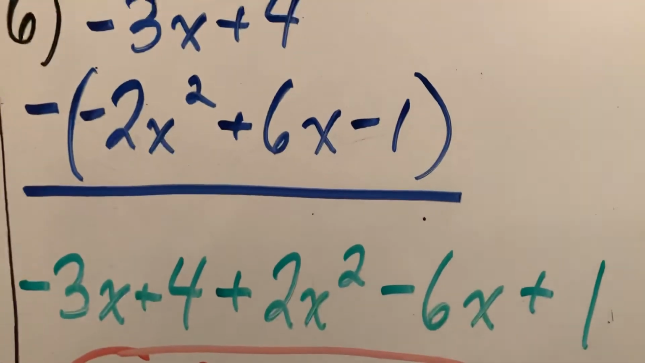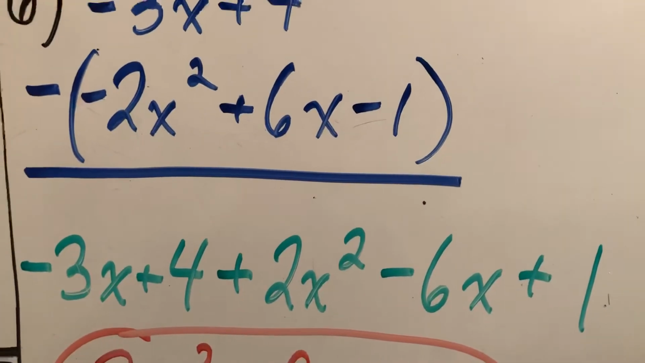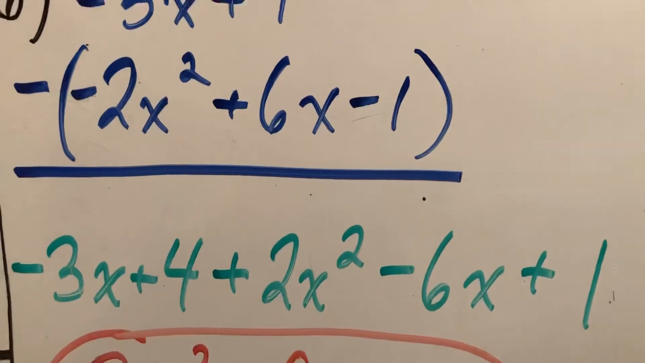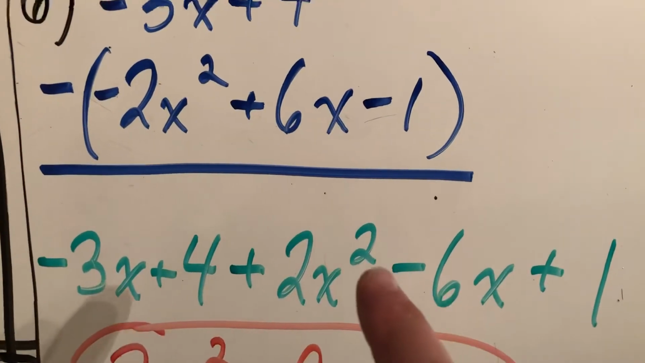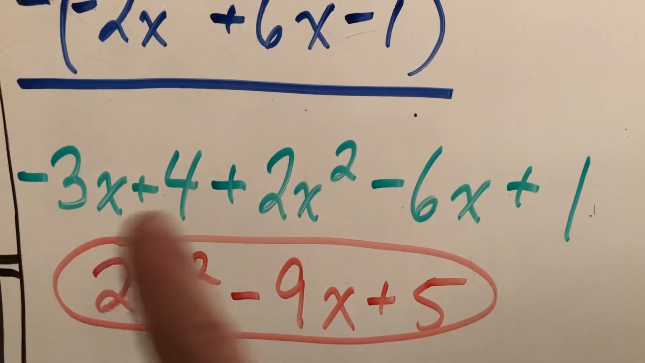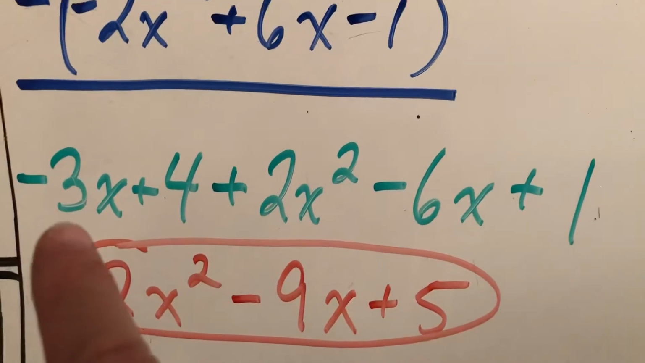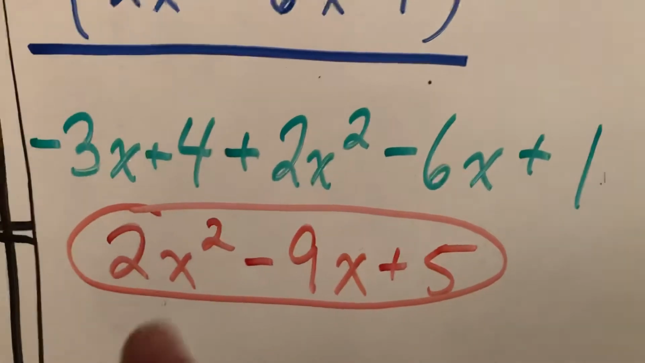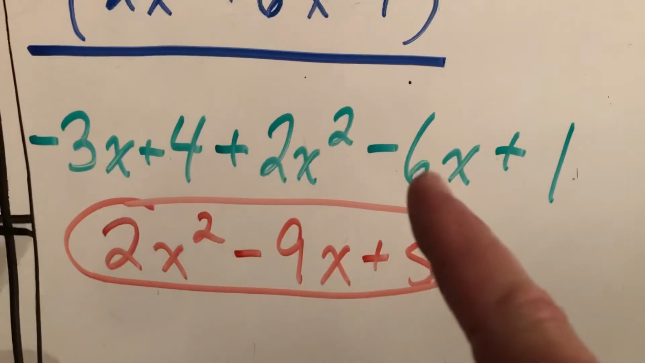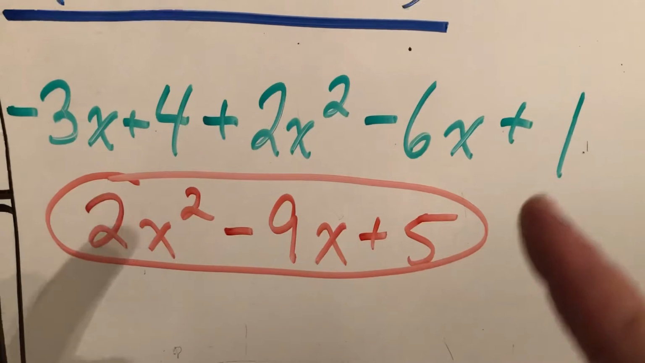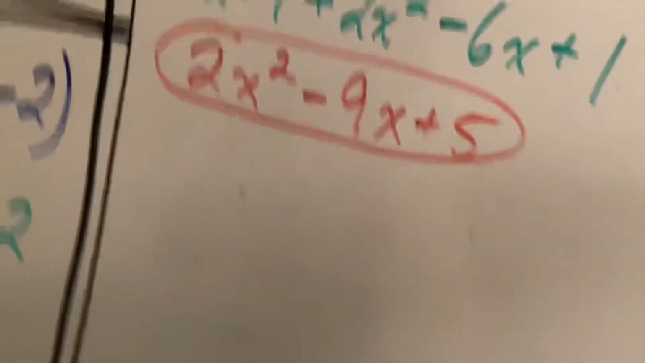Okay, combine the like terms. And we're going to write it in what's called descending order, meaning you do the highest exponent first. What's the highest exponent? Oh, the squared. So we're going to write 2x squared first. And then you have minus 3x and minus 6x. Negative 3 and negative 6 makes negative 9. It's like borrowing money. If I owe you $3 and then I borrow another $6, I owe you $9, right? And then positive 4 and positive 1 makes positive 5. All right. Next case.